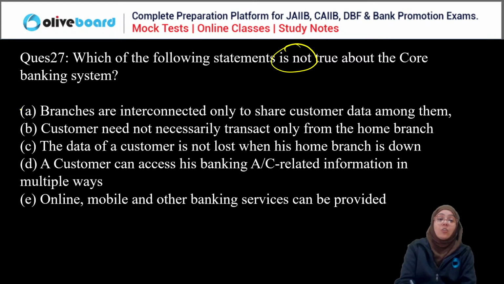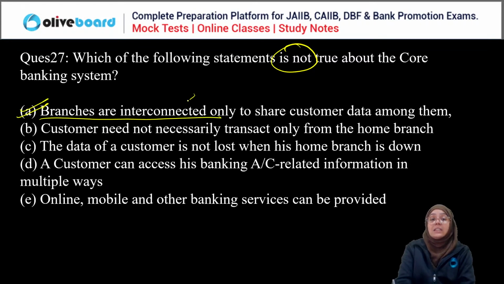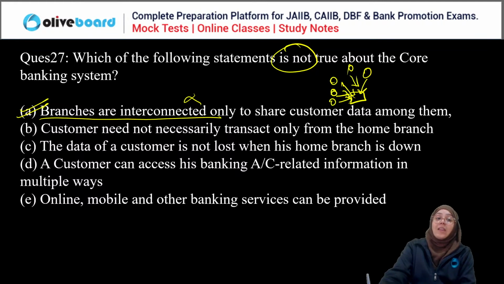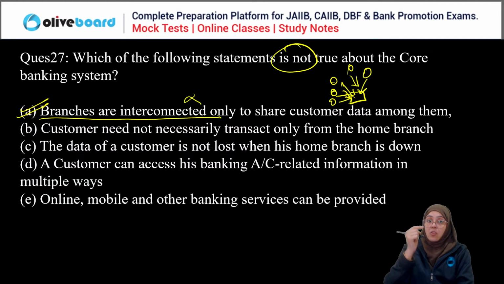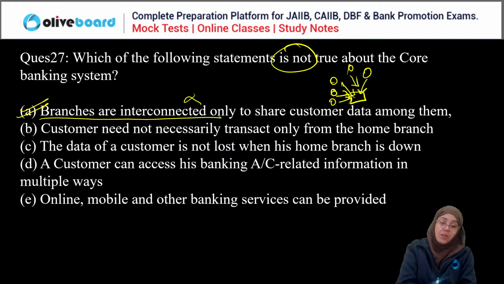Yes, obviously A is not true. Branches are not interconnected in the core banking system. Branches are connected to a centralized banking system. So there is a centralized branch to which every branch is connected, right? That is called the core banking system. They are not interconnected. They are connected to a centralized banking system, right?